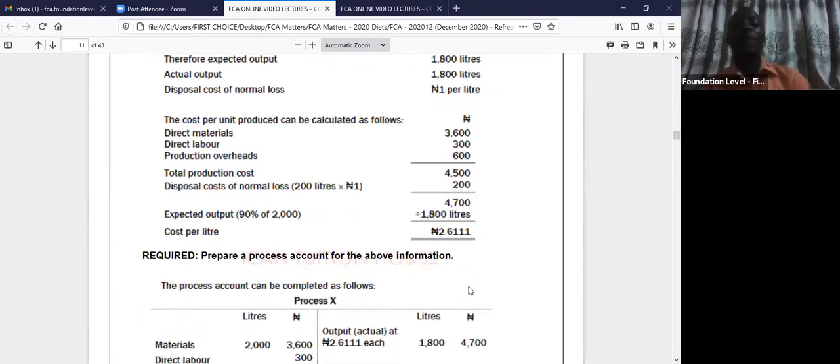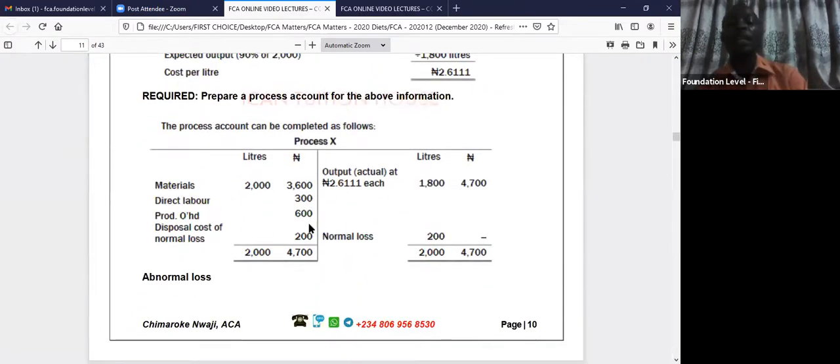And now this is how our process account will look. The left-hand side has changed a bit. This is your direct material. That is your conversion cost. Now we are adding disposal costs. So even though you are disposing of 200, you are not putting the 200 units here. Only the cost you are spending in disposing.